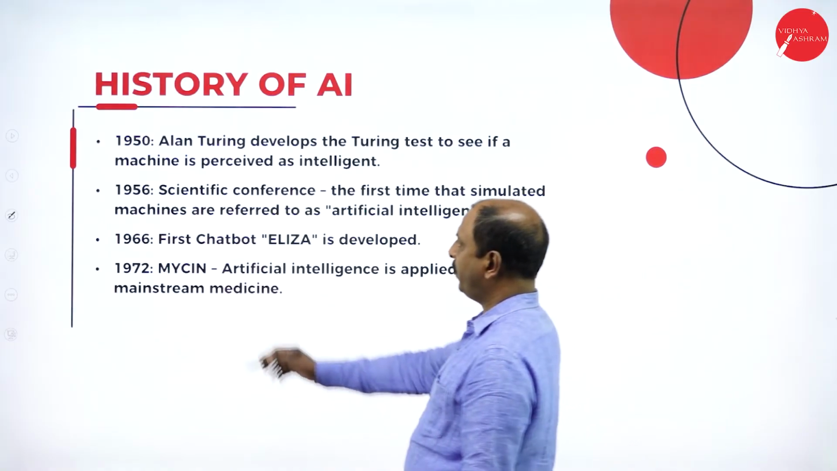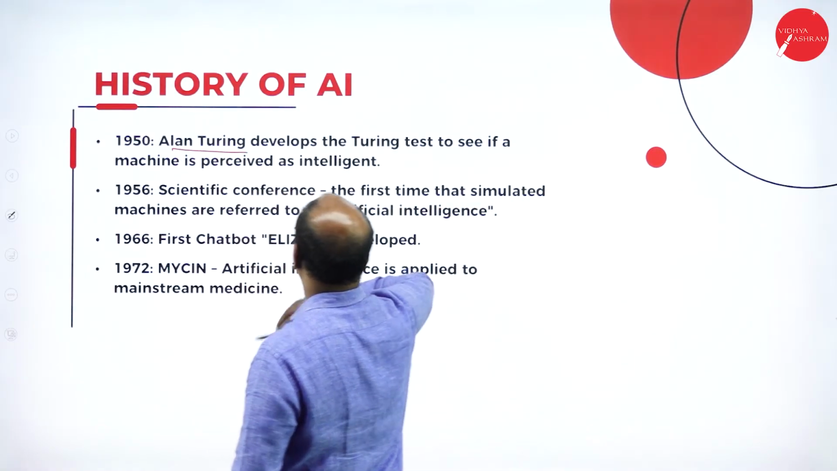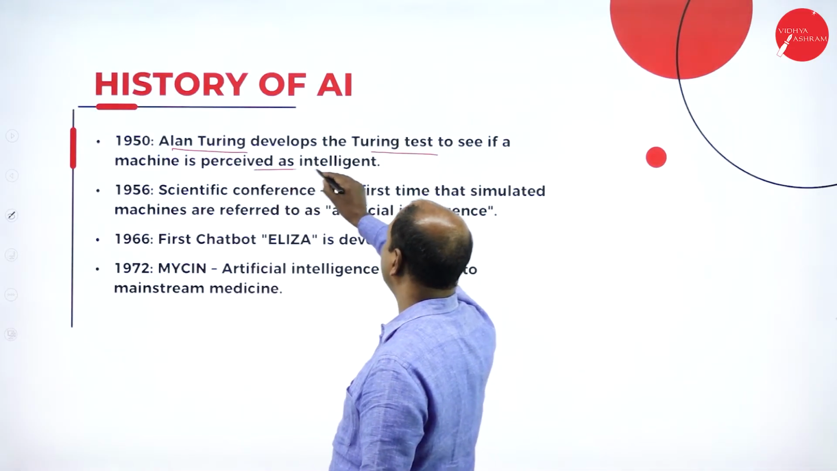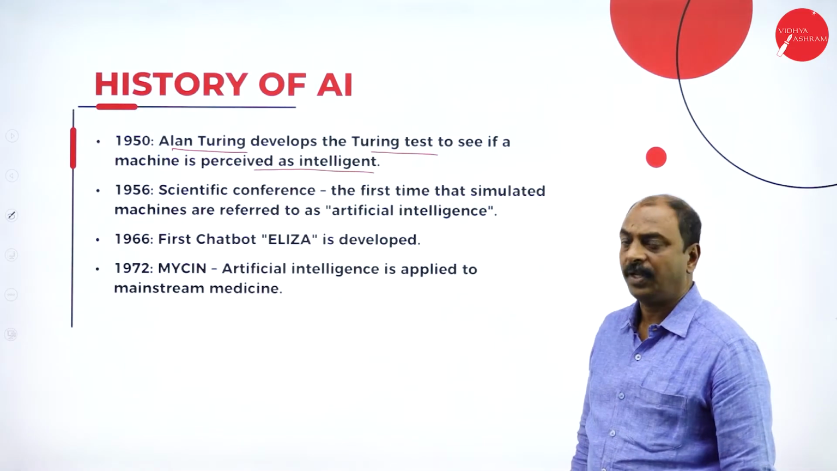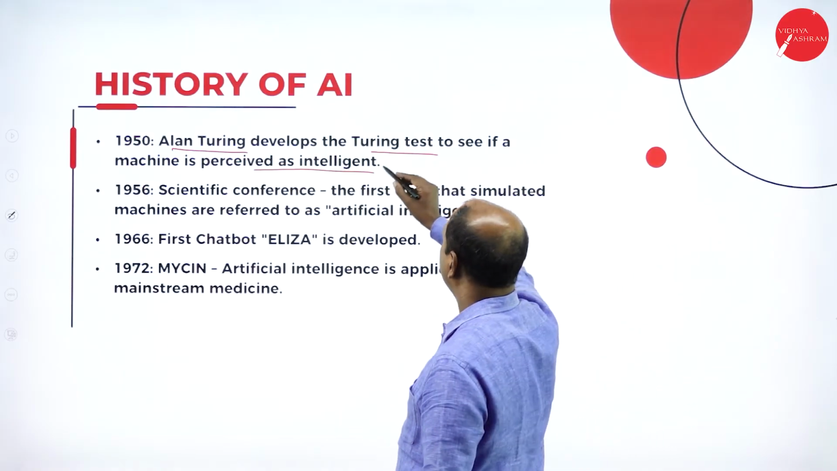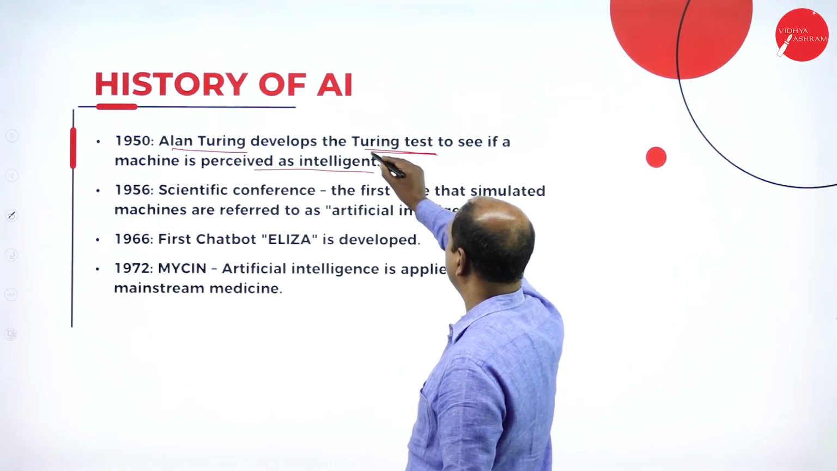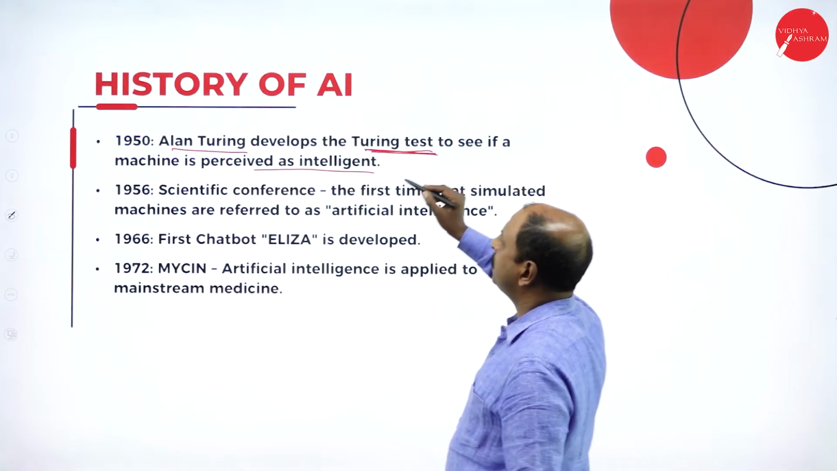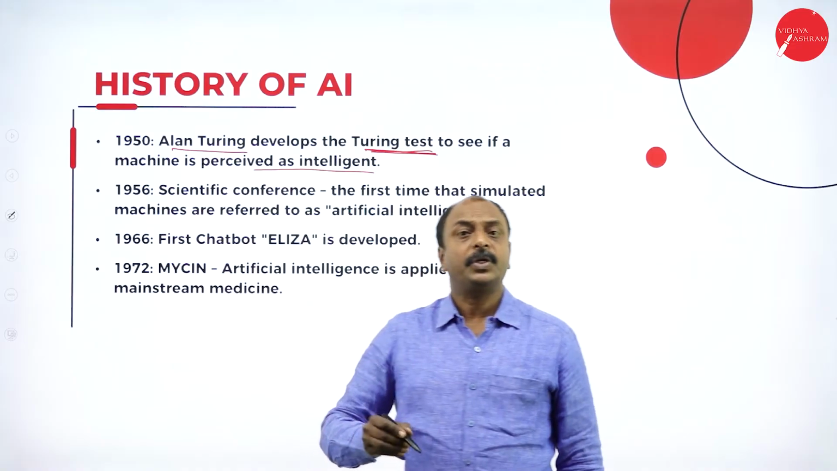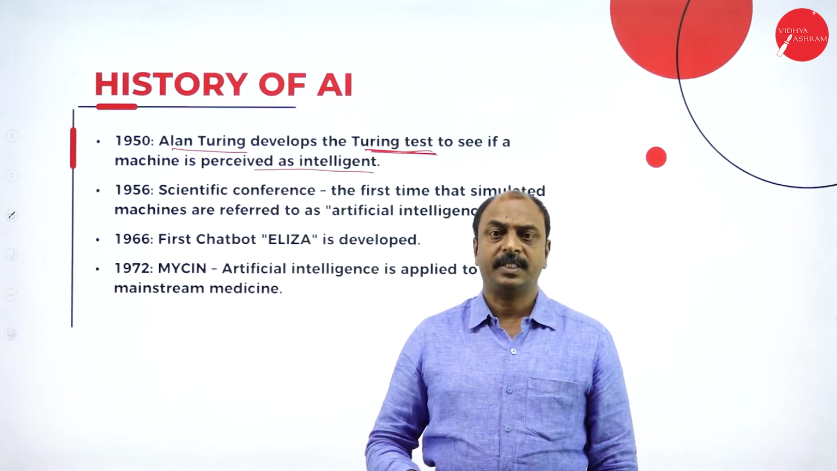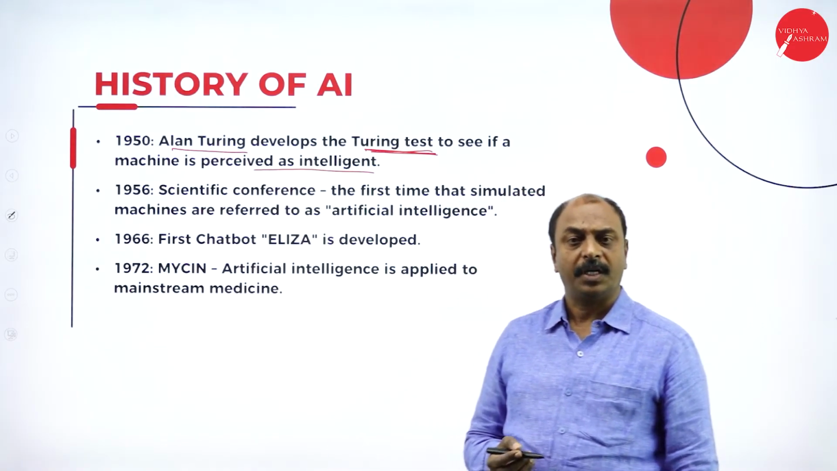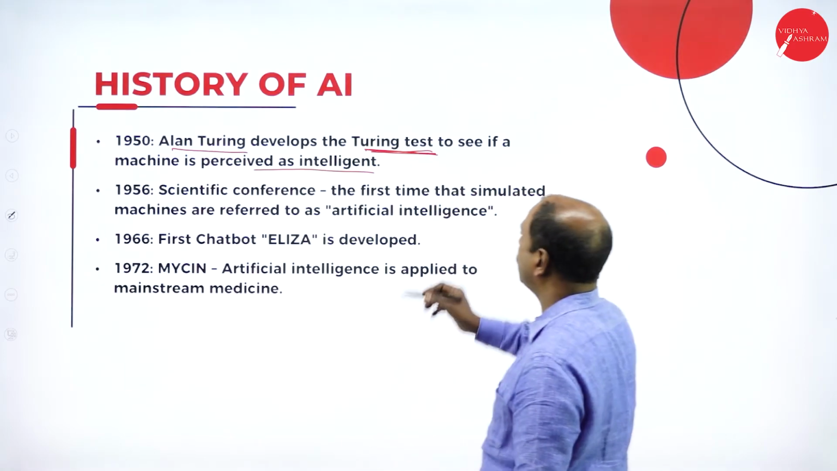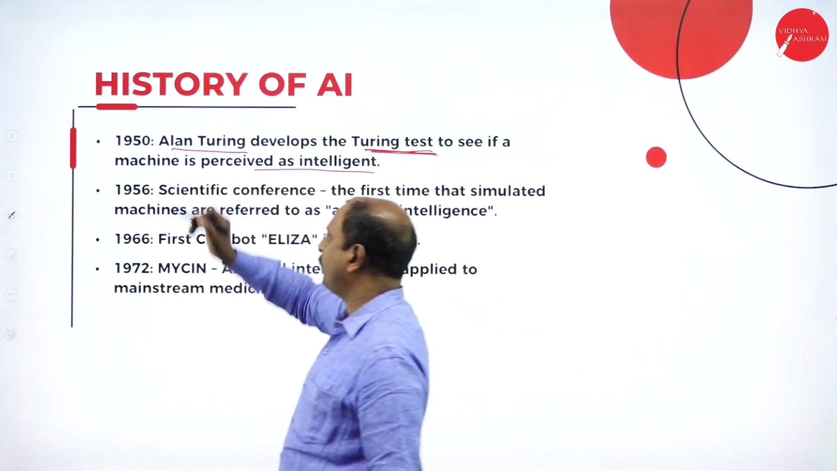In 1950, Alan Turing developed the Turing test to see if a machine is perceived as intelligent. So in 1950, Alan Turing developed a test called the Turing test. What is the Turing test? It is used to check the capability of a machine. Does it think like a human being, or can it work like a human being? That is the Turing test. It was conducted in 1950.